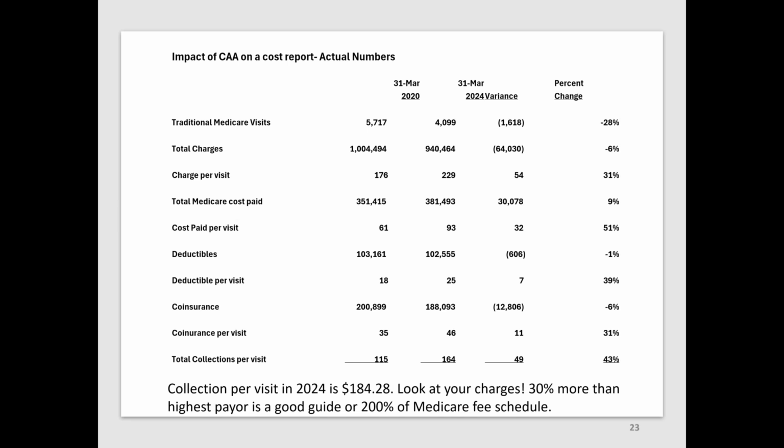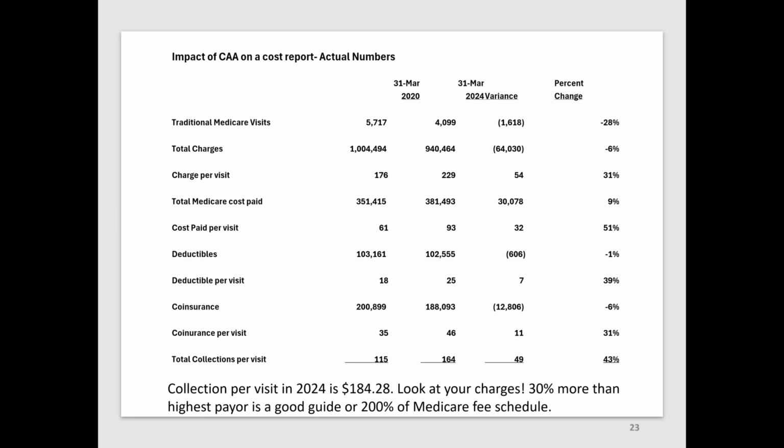This was in 2020 out of 53,000. That's about 8% of their business is traditional Medicare. That's actually dropped in 2024 to 4,099 out of 53,000. And that is the trend that we're seeing. Medicare MCOs, Medicare Advantage plans, are more than traditional Medicare patients now. That's just happened over the last few years, and it's continuing to go that way. So they only have 4,099 visits there.